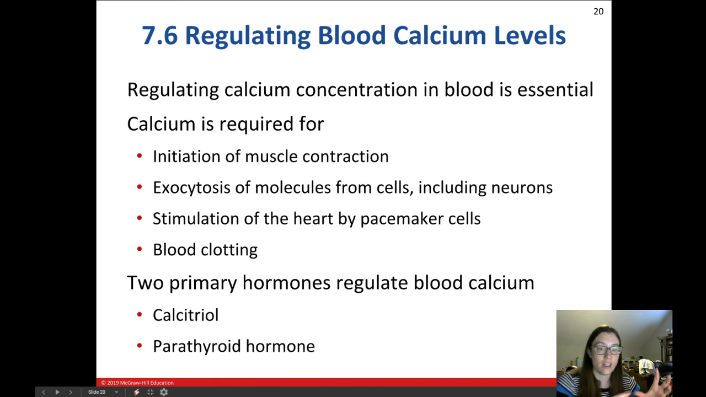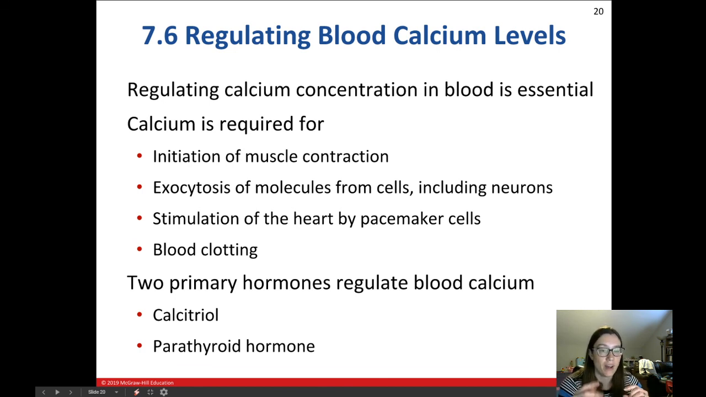If we have too much calcium, and especially if we have too much calcium and too much phosphate, either within the cells or in different areas, it can cause calcification where we don't want it to happen, right? So we really want the calcium and phosphate to come together and form hydroxyapatite in the bones, but not in other places. So there are two primary hormones that regulate blood calcium. Calcitriol, which is the active form of vitamin D, like we said, that's a vitamin and a hormone as well, as well as parathyroid hormone. So what exactly is a hormone?